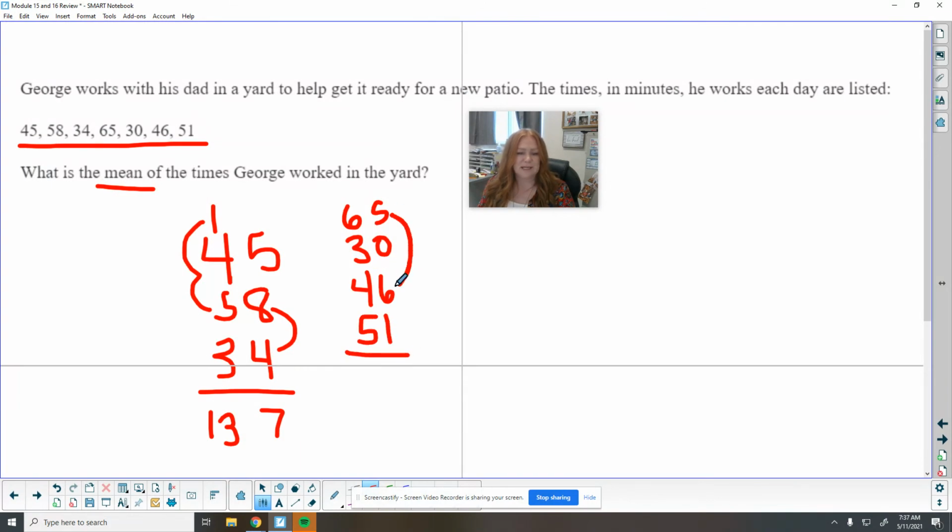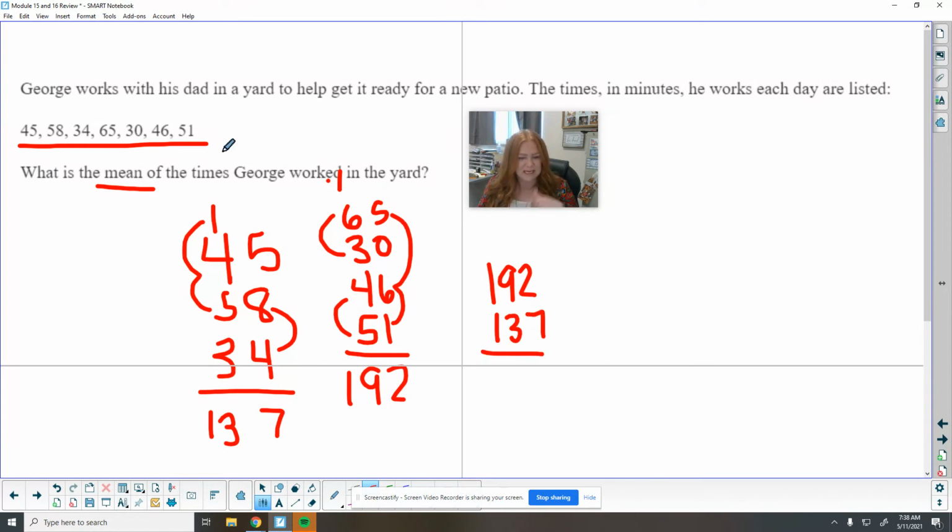So here is 11 and 12. Here's 9, 10, and 9 more is 19. So 192 and 137. That way I just didn't have as many numbers to keep track of. So here is 9, 12, and 3. So all of the minutes he spent was 329 helping his dad.